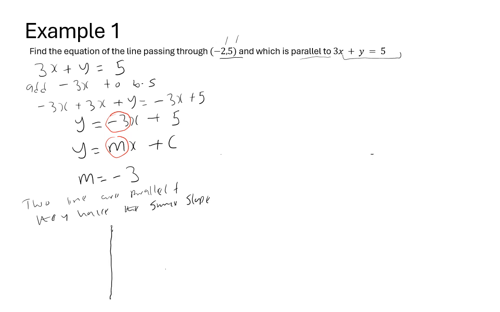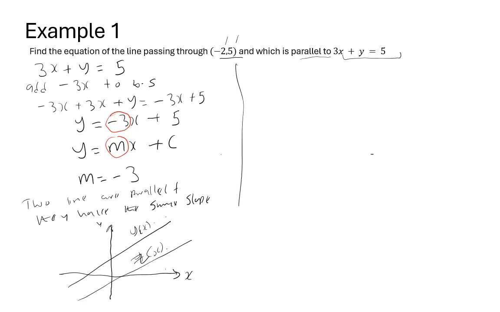So what is meant by parallel? For instance, if we have our x-axis and y-axis like this, and we have a line like this, maybe our first line, let's call it y of x, then the second line should also be parallel to it. They should have the same slope. They shouldn't touch each other. Maybe let's call this one z of x. So let's find the line.